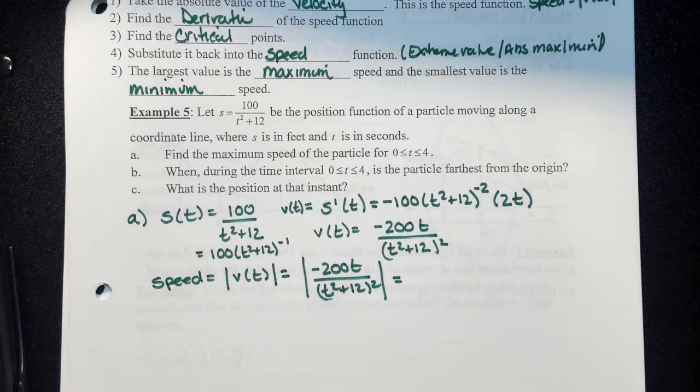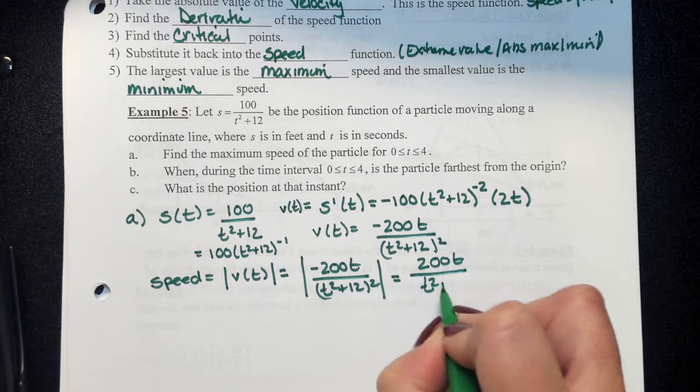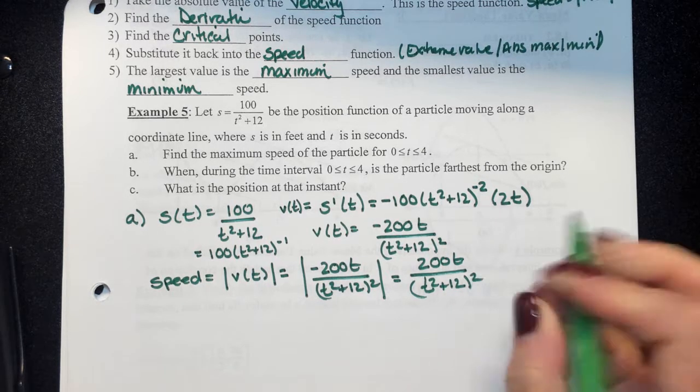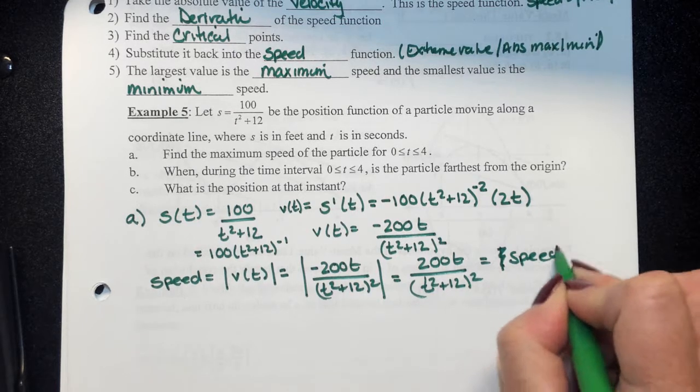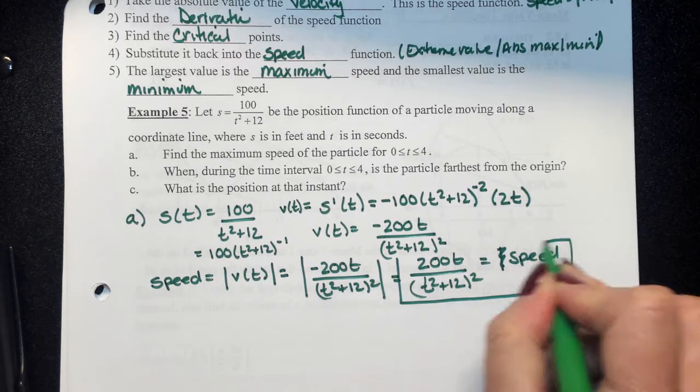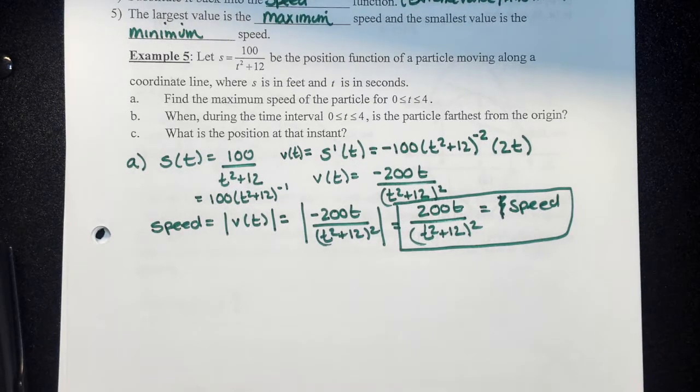So what sign can I eliminate from the velocity function to give me the speed function? That's simply going to be what? 200t over (t squared plus 12) squared. So there is your speed function. And I'm just going to box that in because, remember, that's what I'm trying to maximize or minimize. So any questions on how I found the speed function?